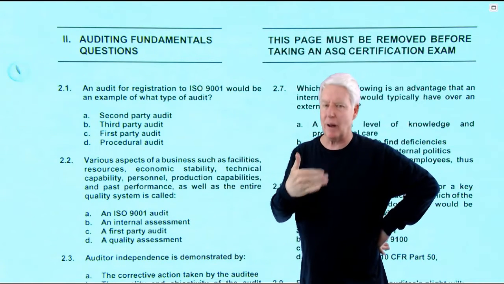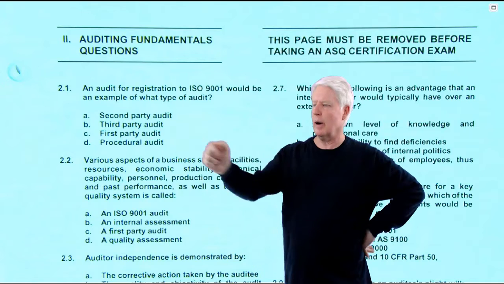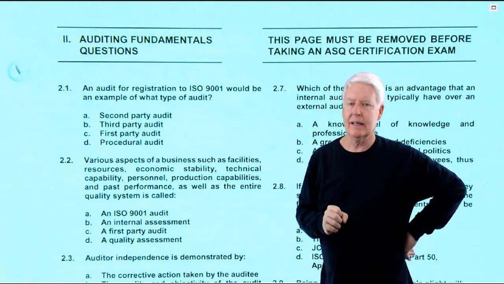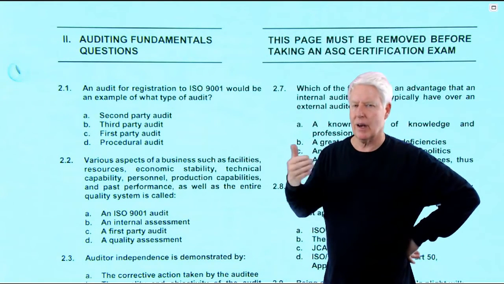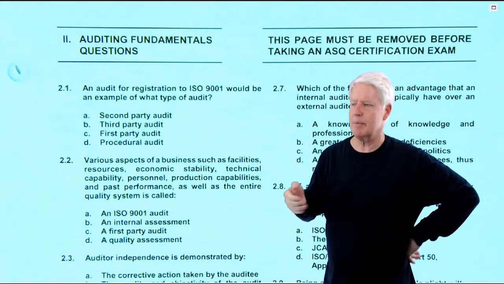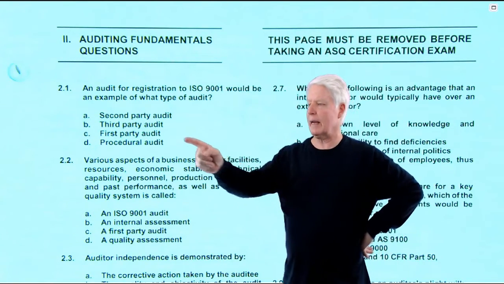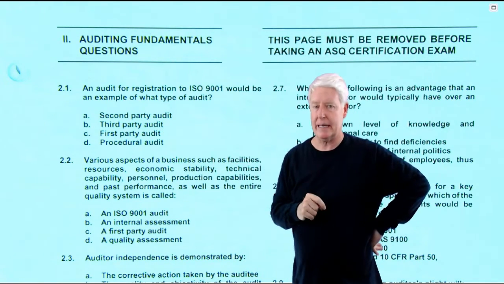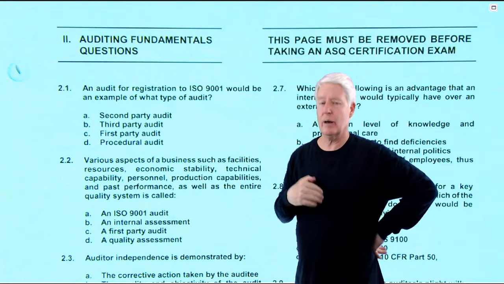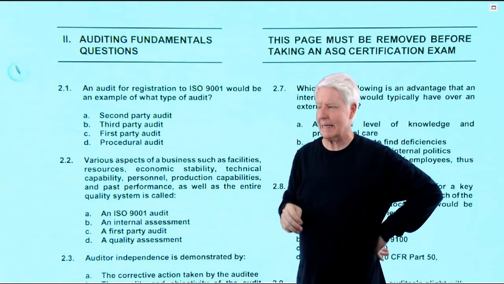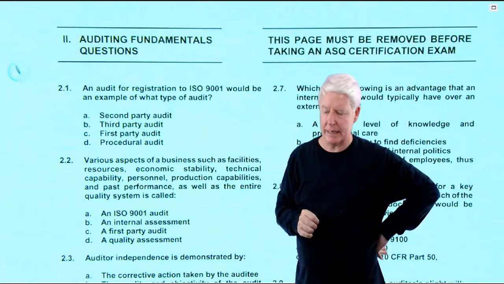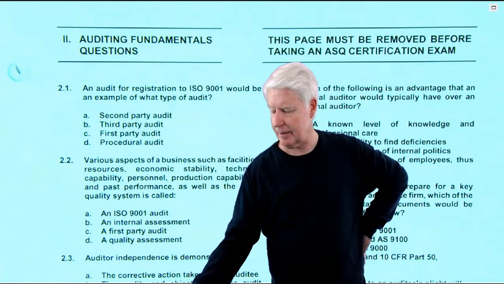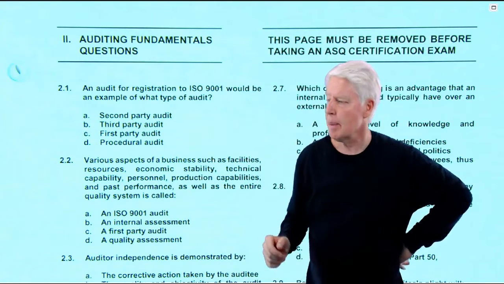Second-party audit is a supplier audit, and third-party audit will be the outside audit, the external audit, independent audit. So the correct answer here is going to be B. This will be a third-party audit. A registrar audit is a third-party audit, so it'll be B. I'll always check to see if I get them correct, and that one I did.